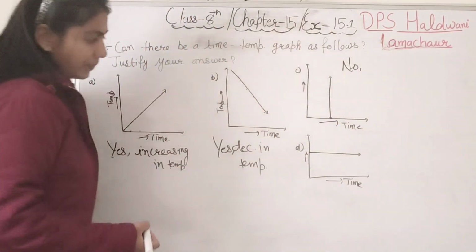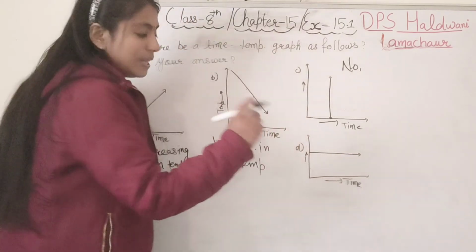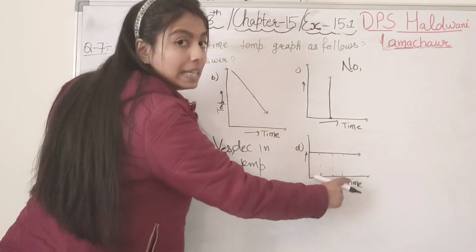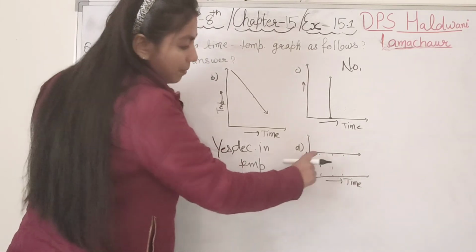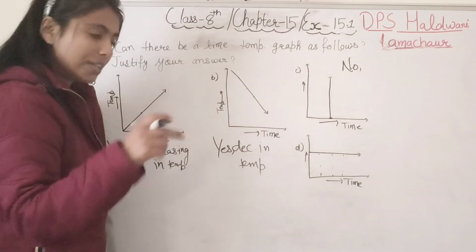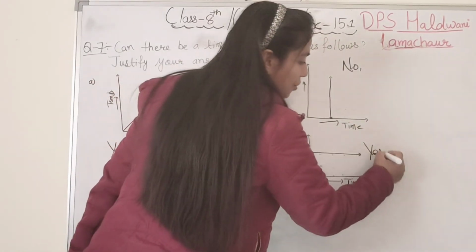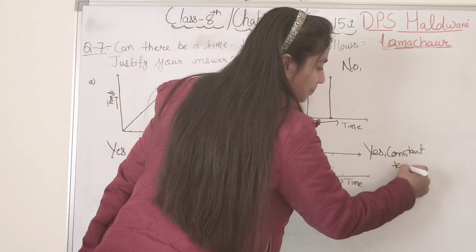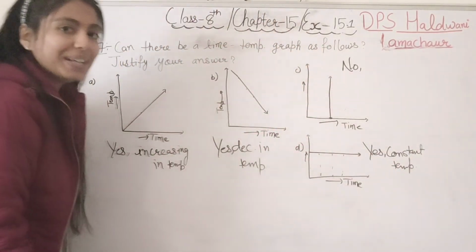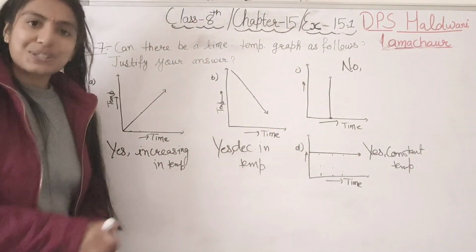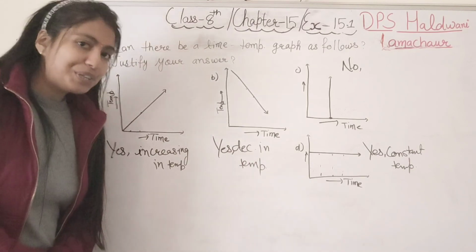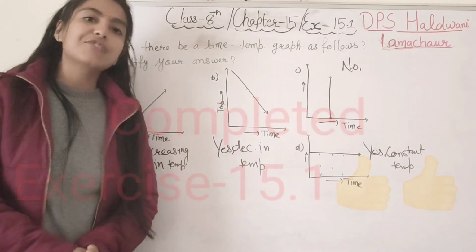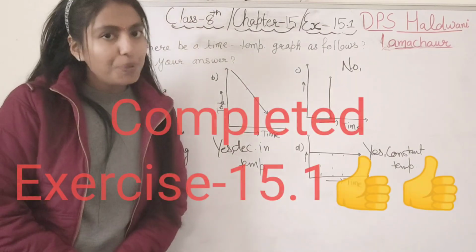Now D part, it is also constant, but you can see the time points are different, right? Time is increasing, so with increasing time the temperature can be constant, so it means yes, it shows constant temperature, right student. So very simple question. I hope you understood, student. So with this question number 7 we have completed our exercise 15.1 and I hope you understood, student.